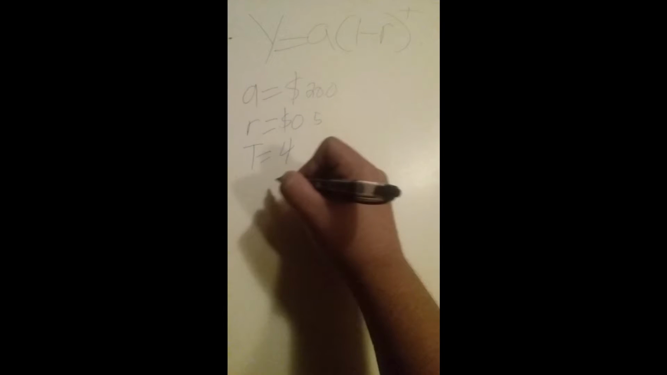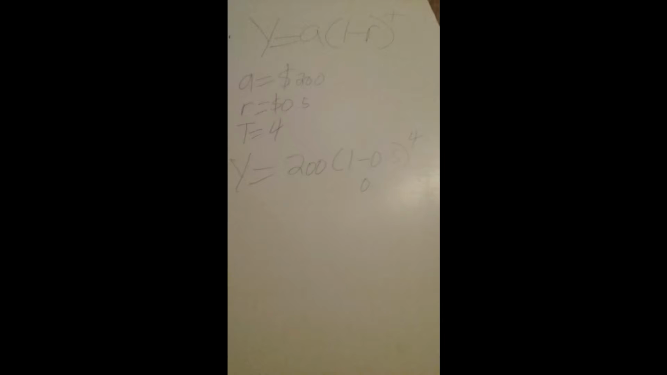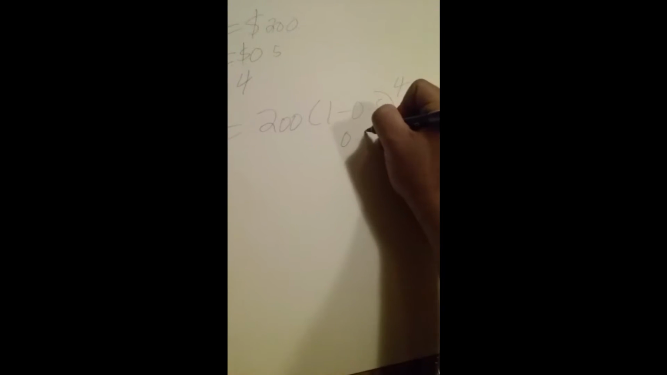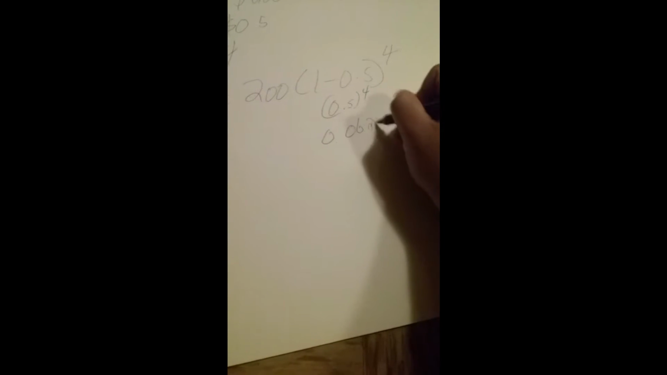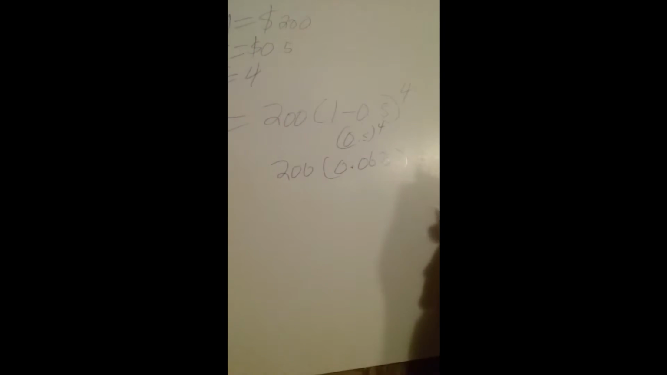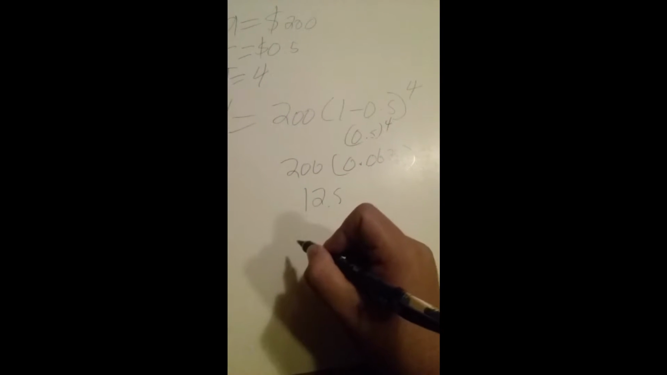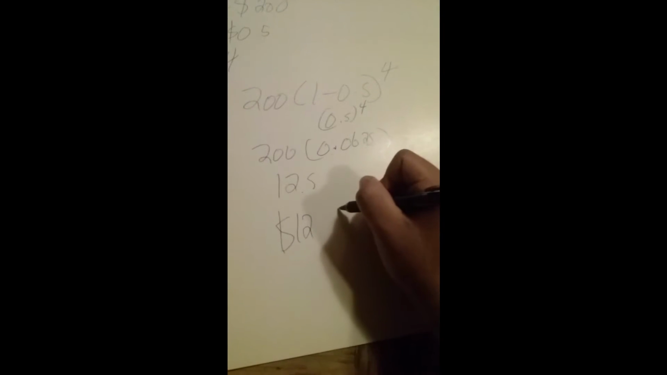So let's plug in that equation. So y equals 200 times 1 minus 0.5 to the fourth. So now that we've plugged in all the numbers, let's put it into the equation. So 1 minus 0.5 is 0.5, and to the fourth would be 0.0625. Then you multiply that by a, which is 200, and you would get 12.5. So after 4 days of hanging with your girl, you're stuck with $12.50.